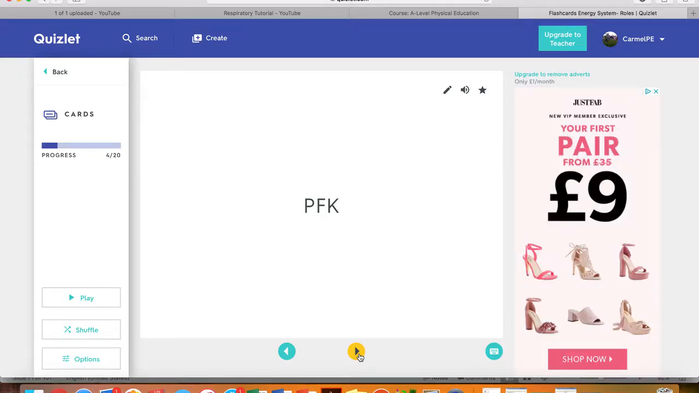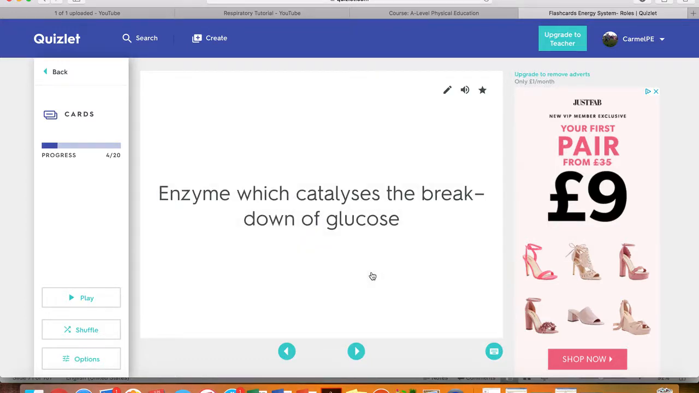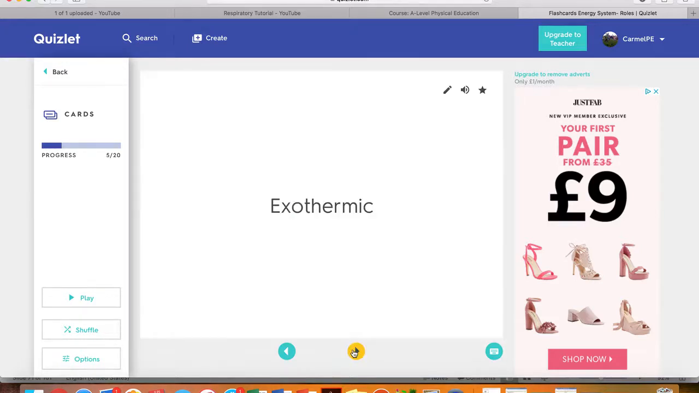What is PFK? Okay, PFK, then let's have a little look at it. PFK, again, is an enzyme, phosphofructokinase, and it catalyses the breakdown of glucose. You might want to take that further and say into pyruvic acid as part of glycolysis. Okay, next key term then.